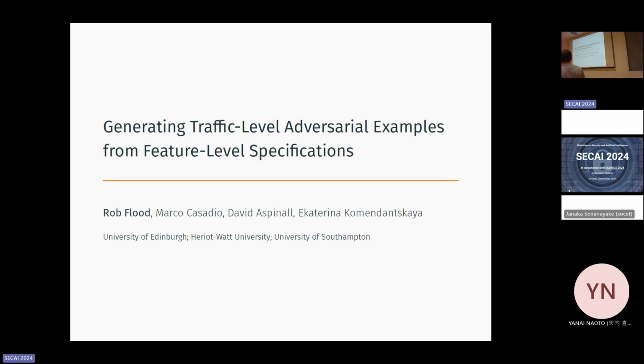PhD student, University of Edinburgh. This work is about generating adversarial examples from feature-level specifications.